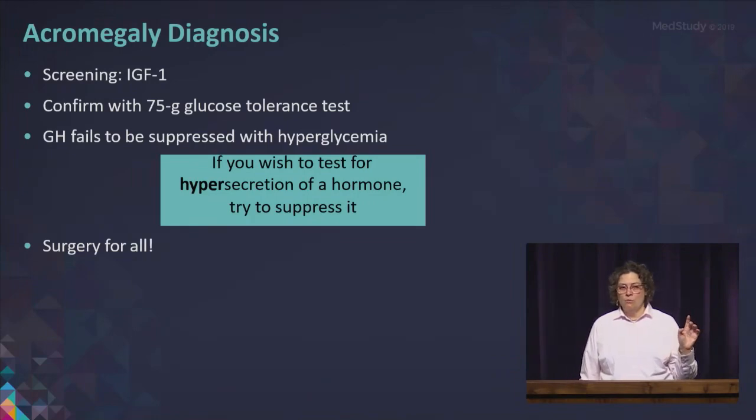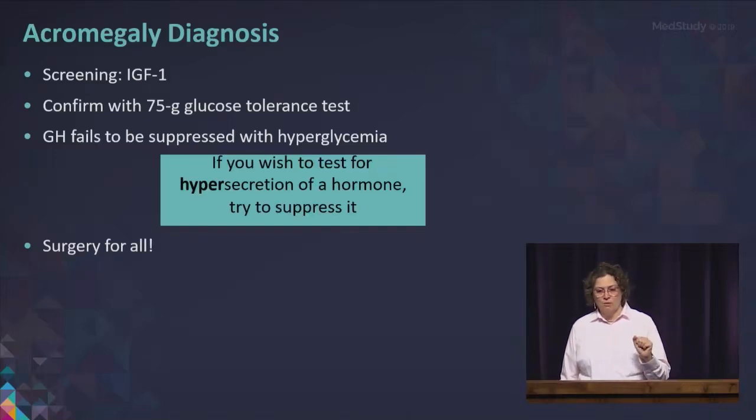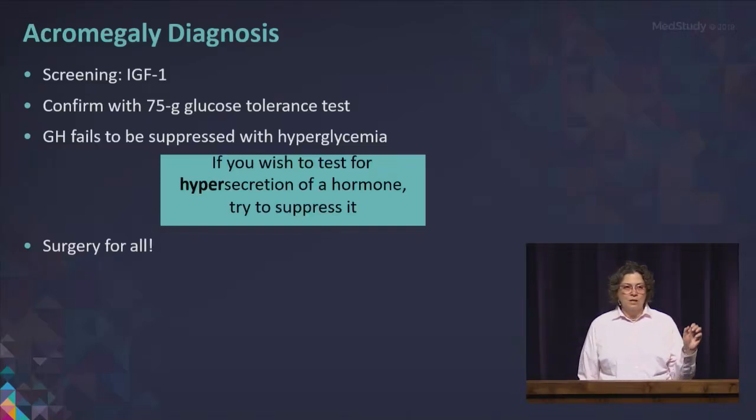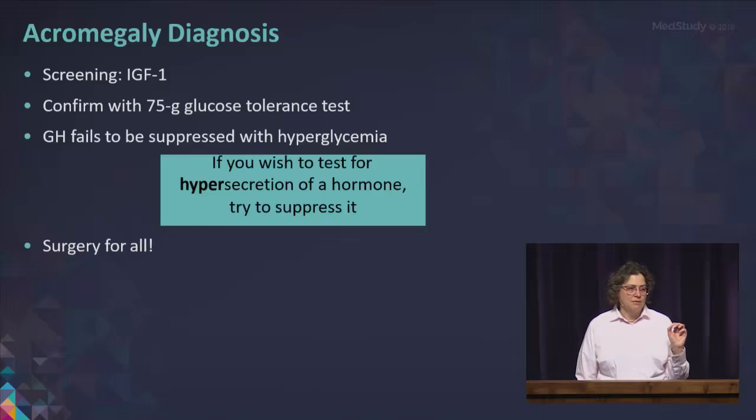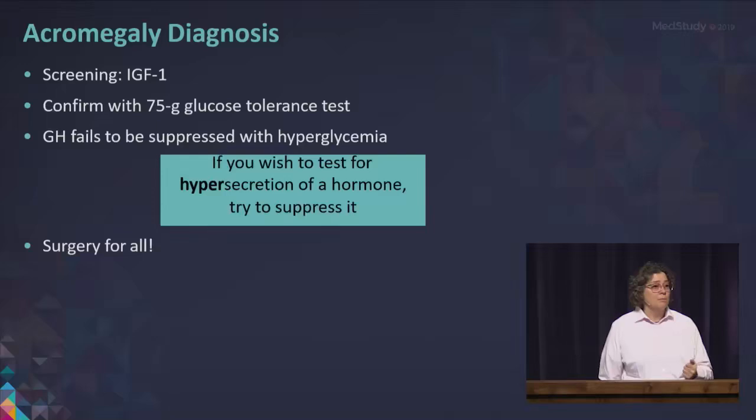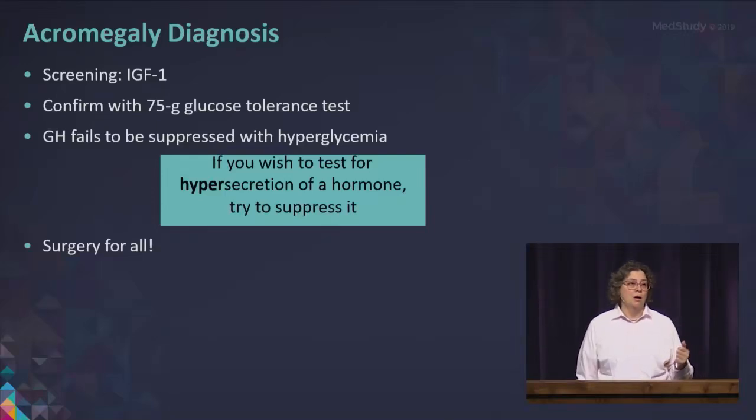Okay, fun fact. So we said that if we want to check for hypersecretion, we're going to shut it off with a 75-gram glucose test. What is the gold standard test for growth hormone deficiency then? Insulin-induced hypoglycemia. Yes, we rarely do it. But if you were to talk about the gold standard to stimulate my counter-regulatory hormone of growth hormone, or cortisol for that matter, it's insulin-induced hypoglycemia.